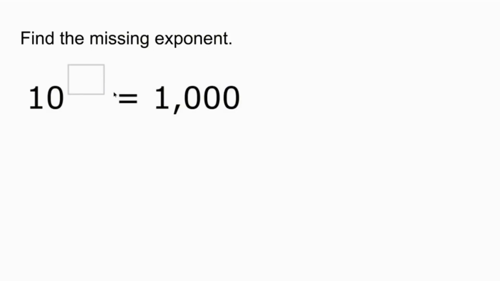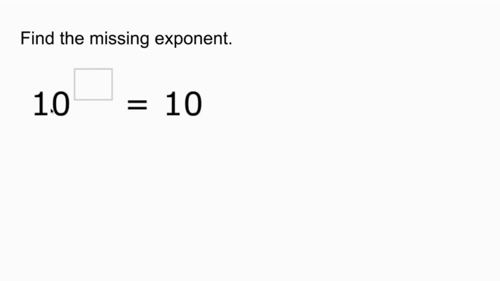Find the missing exponent. 10 to the what power equals 1,000? Well, if you are going to raise 10 to any power, the shortcut to find out what the exponent is: you take a look at the number, and any number of zeros after 1 is going to become your exponent. So 1, 2, 3 zeros means that this becomes 10 to the third power. So 10 to the third power is 1,000.